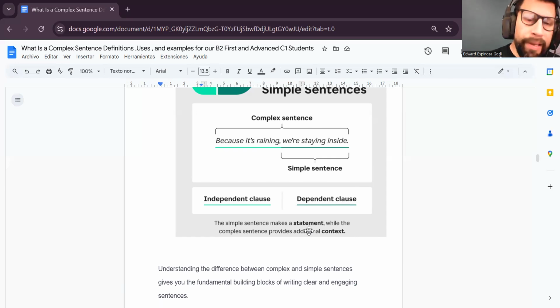While the complex sentence provides additional context. So, what's the reason behind us staying inside? Well, because it's raining. So the weather is not very fun outside. It's terrible, to be more precise. So, this is the reason, the motive, why we've decided to stay inside.